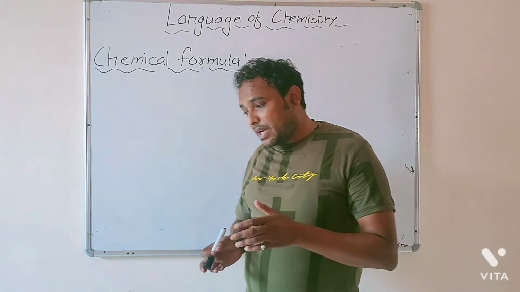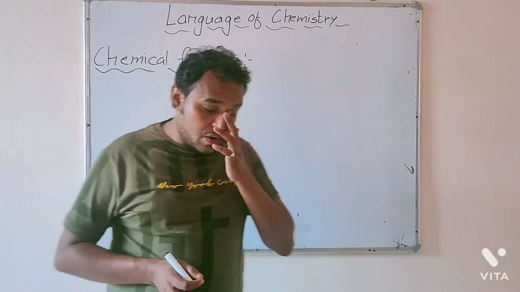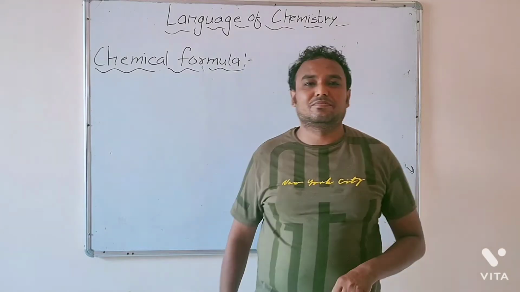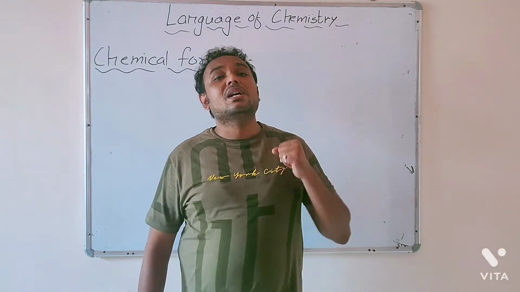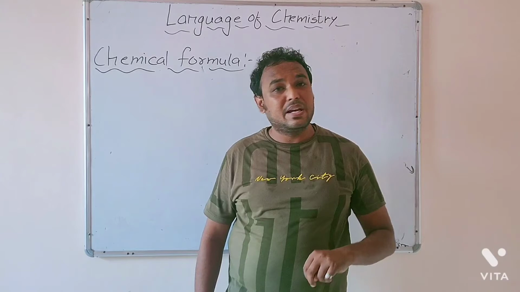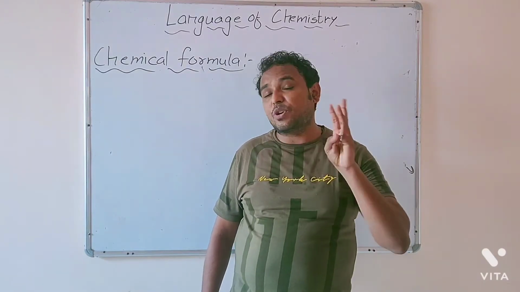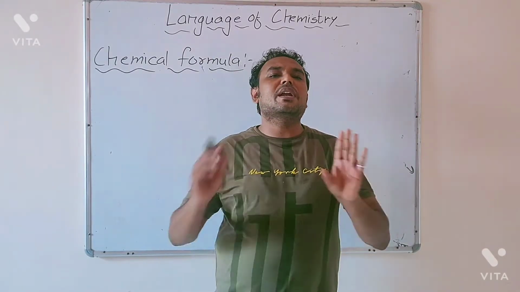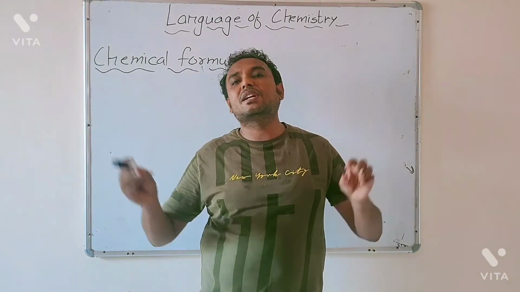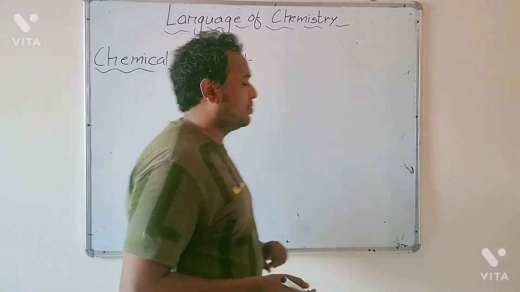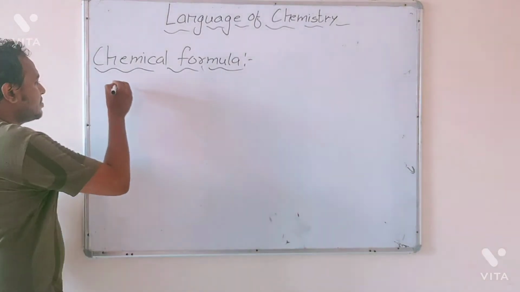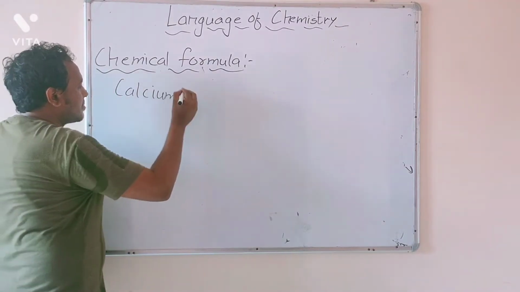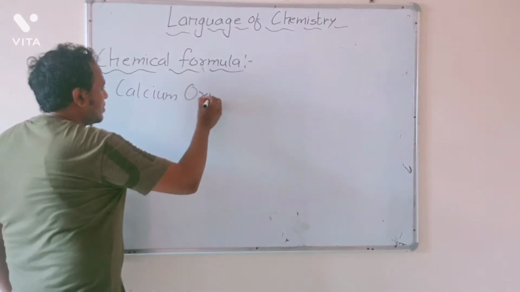For writing down the chemical formula of any compound, we should know three things. First thing, the symbol of an element. Second thing, the symbol of a radical. And third and last, most important thing, their valencies. If you know these three things, you can write down the chemical formula of any compound. For example, the chemical formula of calcium oxide.